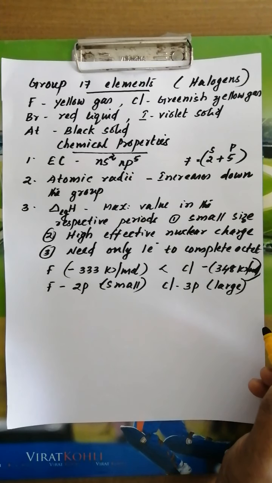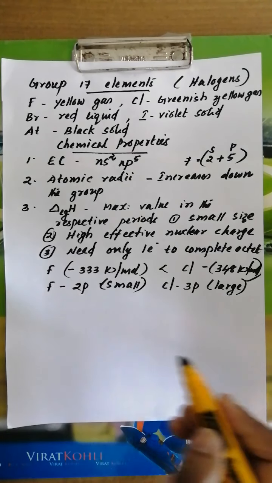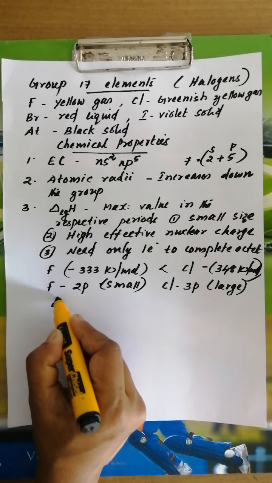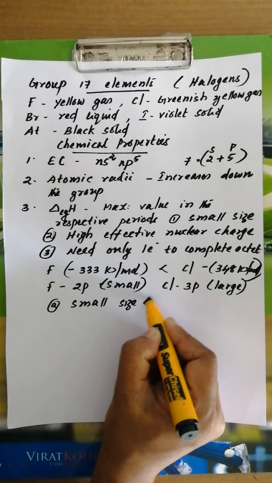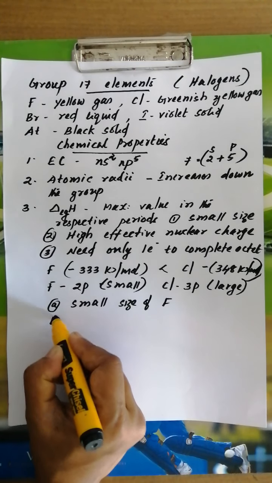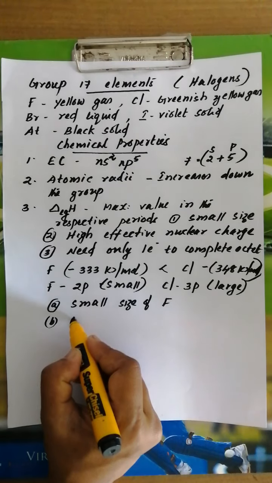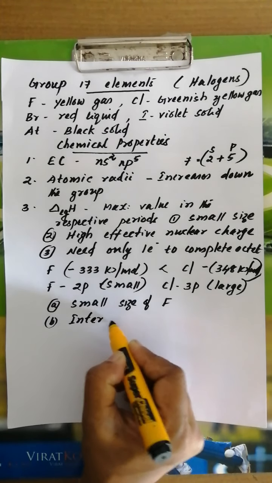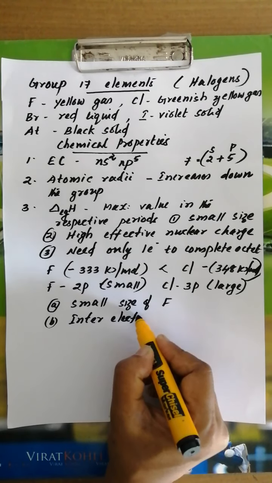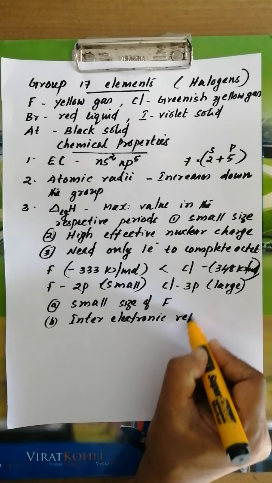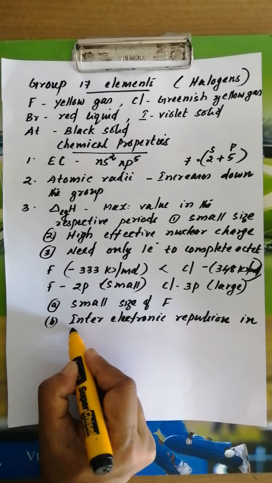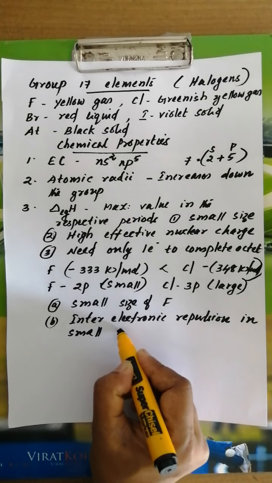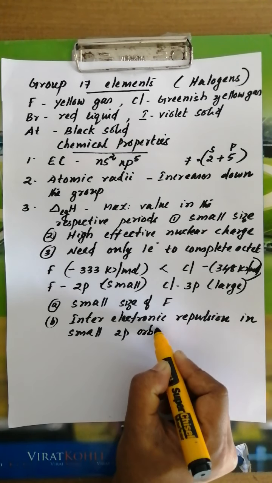So we can explain the reason for fluorine having a less negative value as point A, small size of fluorine. And inter-electronic repulsion in the small 2p orbital of fluorine.